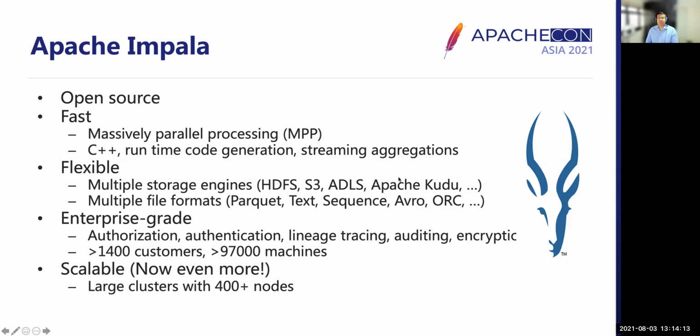What is Impala? Impala is an open source MPP database engine. It runs on a C++ backend and has support for runtime code generation, streaming aggregations. It supports multiple storage engines like HDFS, S3, ADLS, Kudu. We are adding support for Google Cloud Storage and multiple formats like Parquet, text, sequence, ORC, etc. It has support for authentication, authorization, row and column access control, and is run by over 1400 customers and 97,000 machines that are Cloudera customers. It is now scalable even more, running on clusters greater than 400 nodes.